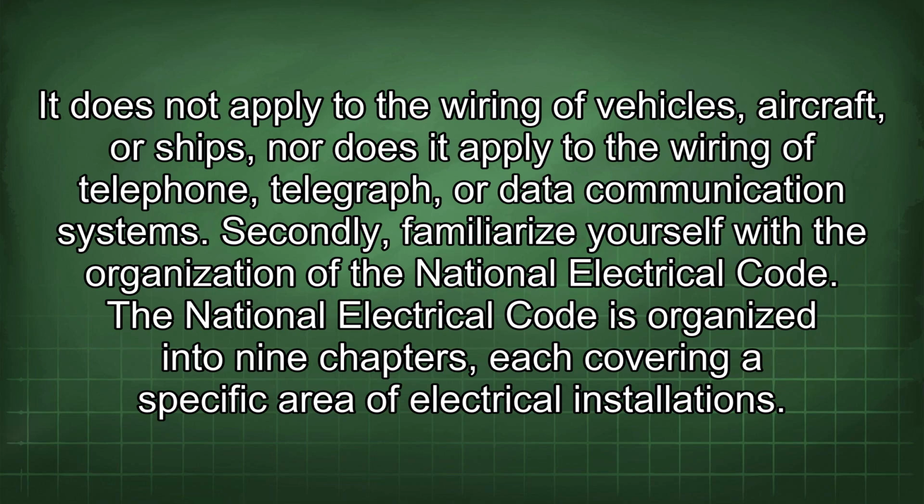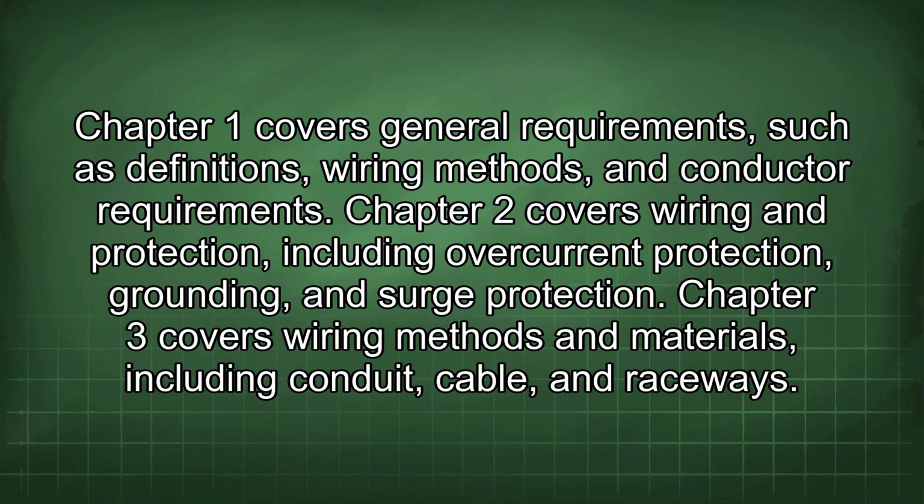Secondly, familiarize yourself with the organization of the National Electrical Code. The National Electrical Code is organized into 9 chapters, each covering a specific area of electrical installations. Chapter 1 covers general requirements such as definitions, wiring methods, and conductor requirements. Chapter 2 covers wiring and protection, including overcurrent protection, grounding, and surge protection.